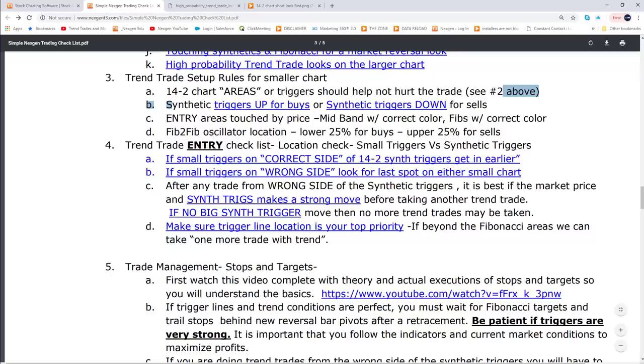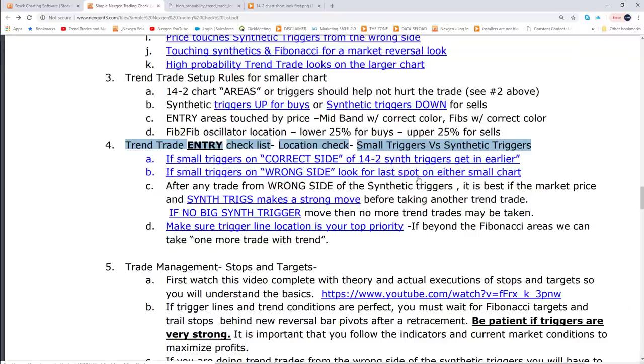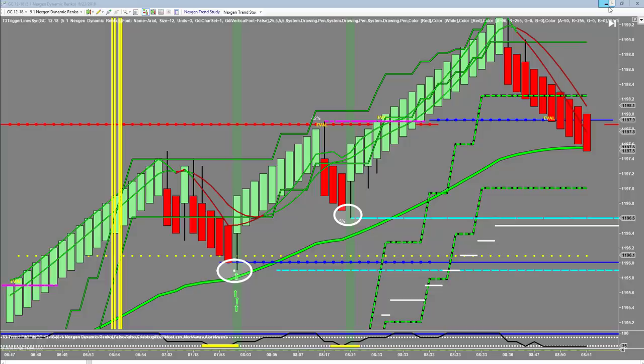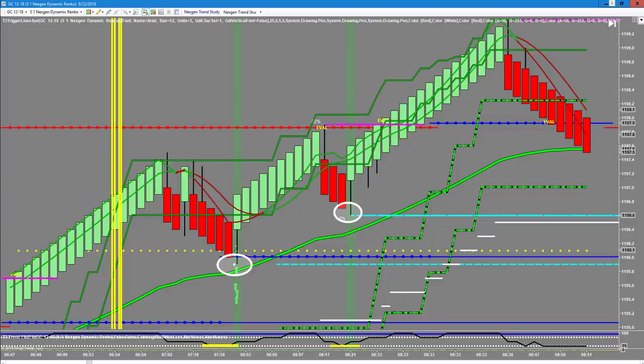Then the last piece, which we haven't talked about yet, is the entry areas need to be touched by price. Either the mid band with the correct color, or fibs with the correct color. And then remember what we said about location of our trigger lines. If the small triggers are on the correct side, we get in a little bit earlier. If they're on the wrong side, we like to look for further away spots. So you'll see how this plays out here. When our triggers are on the correct side of the market, we're looking for blue fibs or green mid bands to get in.